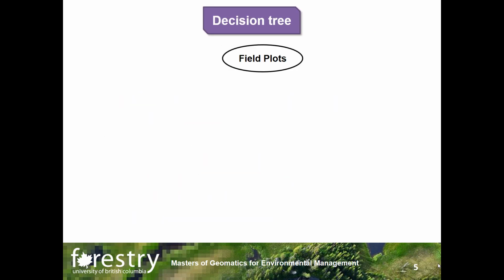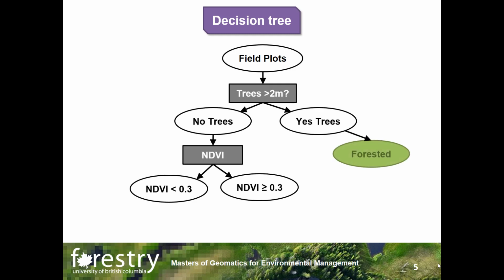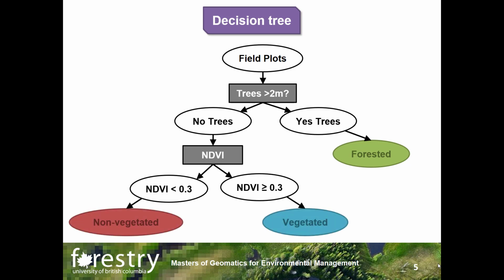Decision trees are probably the simplest algorithms to understand because they're very intuitive. Here we have some input, some plots that we measured in the field, and the task we would like the computer to perform is to classify each plot as forested, vegetated, or non-vegetated. The computer must use information about the plots, such as tree height and the normalized difference vegetation index, in order to create a decision tree that correctly labels the plots. The input information are called features. In this very simple example, we're only using two features for this classification, tree height and NDVI.